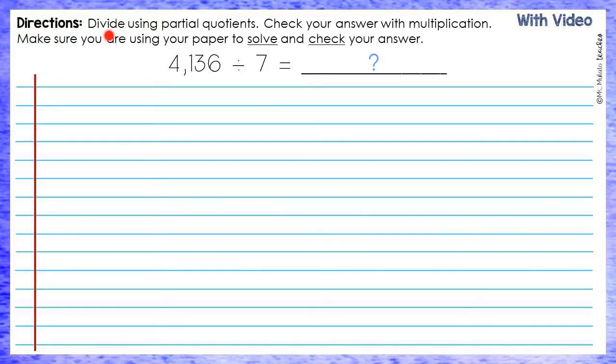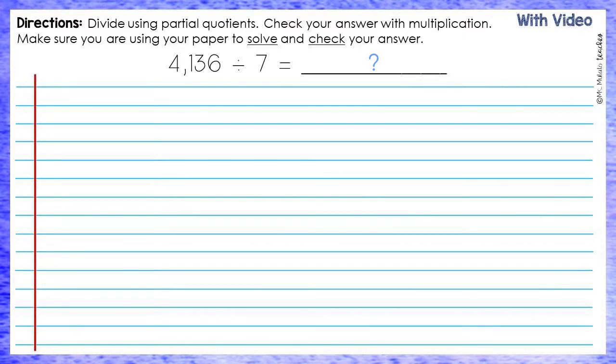Directions. Divide using partial quotients. Check your answer with multiplication. Make sure you are using your paper to solve and check your answer. So make sure you have your paper in front of you.